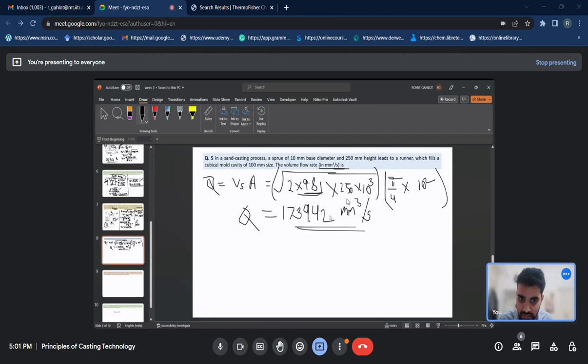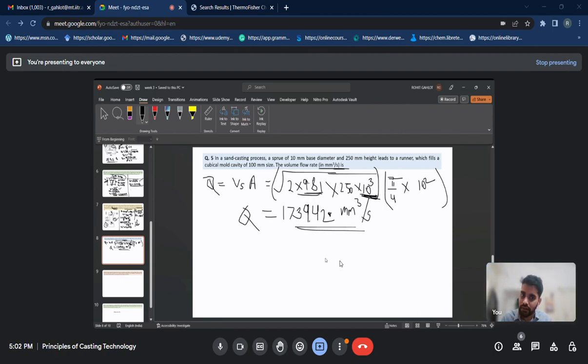Okay. 1739.42 millimeter cube per second. Yes, right, 17394 point something it will come. No, actually, Rohit, it is 2 into 9.81, right? So you have taken 9.81 only, right? Yes, but I wrote the converting factor here for 9.81. Oh, okay, so that converting factor is not for 250, it is for 9.81.